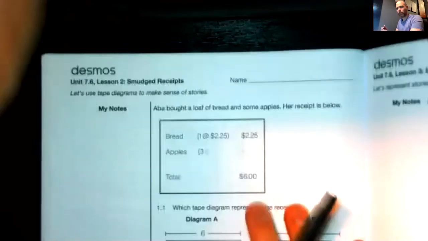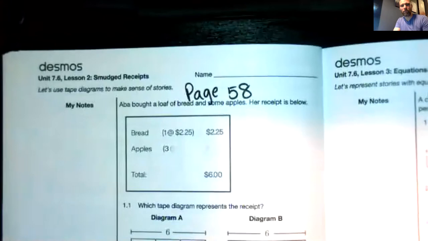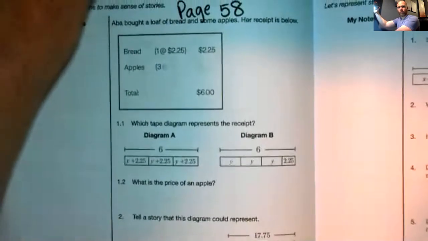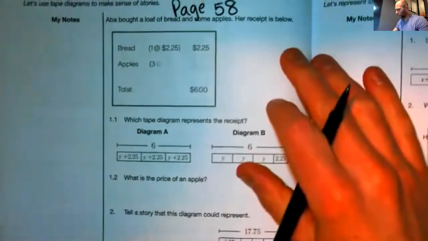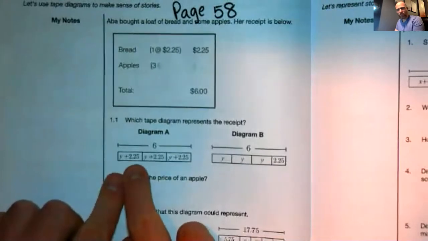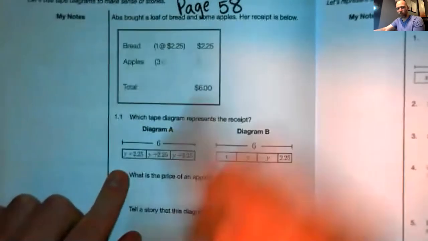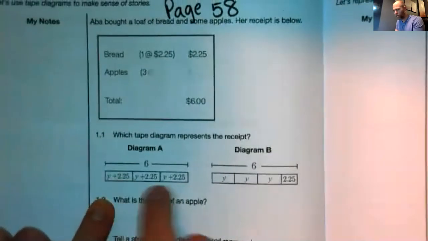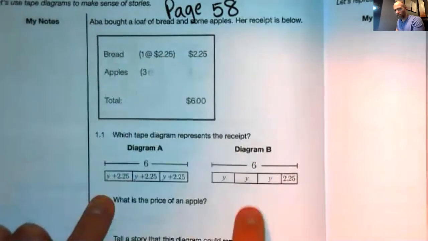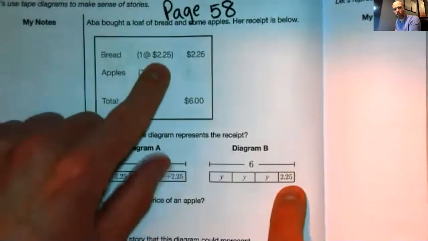So this is page 58. Is it working? Yeah, there we go. And so the first thing it asks us is, which of these tape diagrams represents the receipt? Well, this one has three sections of some unknown thing, Y, plus $2.25. So in this tape diagram, there's three 225s being added up, right? One, two, three. That to me doesn't make sense when I only have one bread on the receipt that costs $2.25. Whereas when I look at diagram B, I have three unknown things represented by Y and one singular 225 that goes with this.